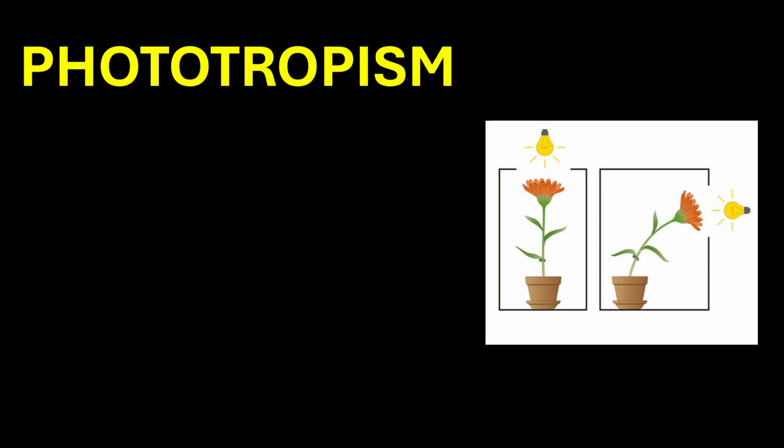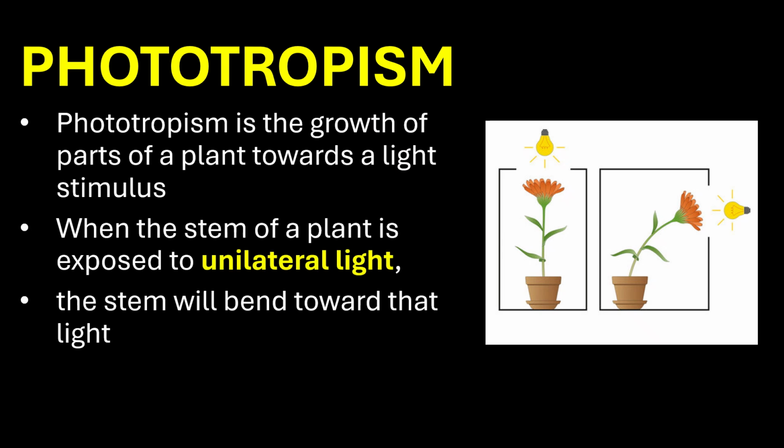This is what is called phototropism. Phototropism is the growth of parts of a plant towards a light stimulus. So phototropism, the word photo means light, similar to the word photosynthesis, which involves light. So phototropism is a movement of parts of a plant towards a light stimulus.